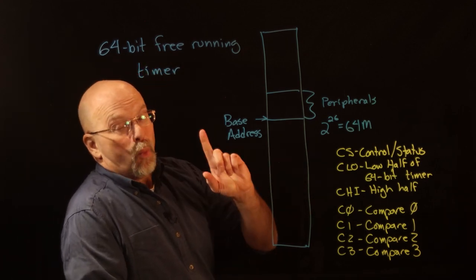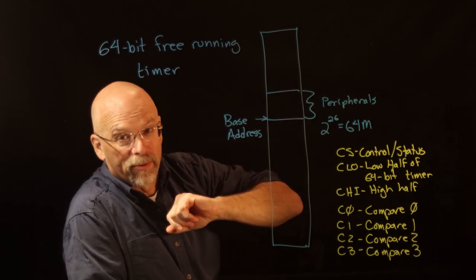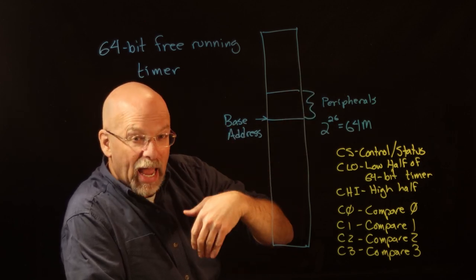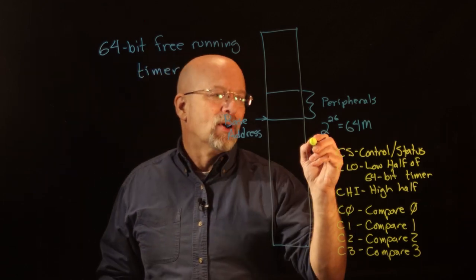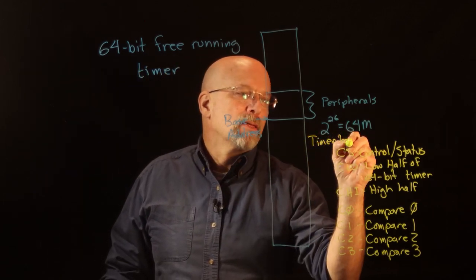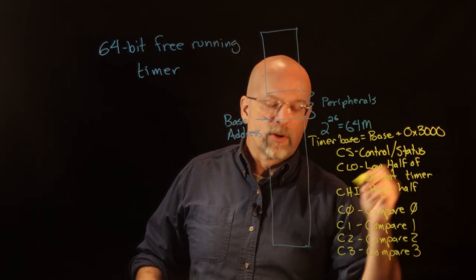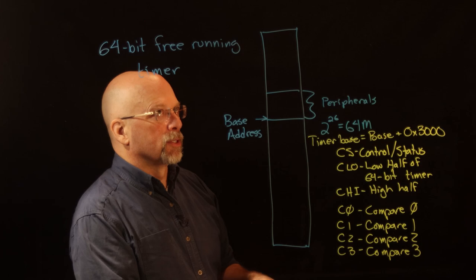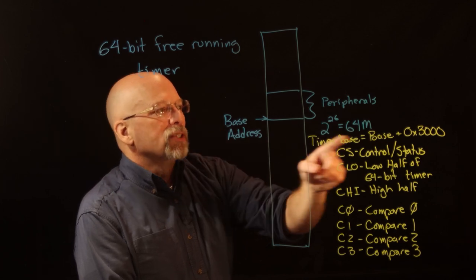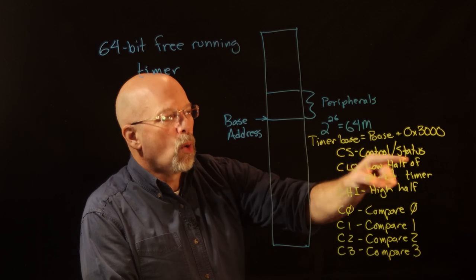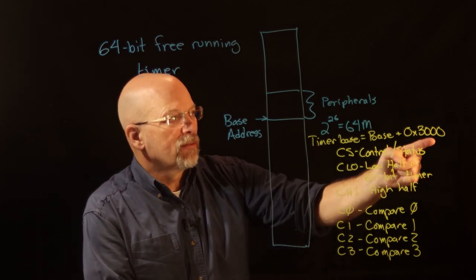Now, what I told you just a moment ago was that these seven registers are located somewhere in this range of peripherals. So we take our base address, and then we add to it an offset to point to these registers. Now, the base of the timer, the timer base, is equal to the base address plus a hexadecimal 3000. Sorry, three zeros. That means that your base address plus 3000 is going to point to this block of registers. These registers are all grouped together, and each one of those has an offset from this guy.